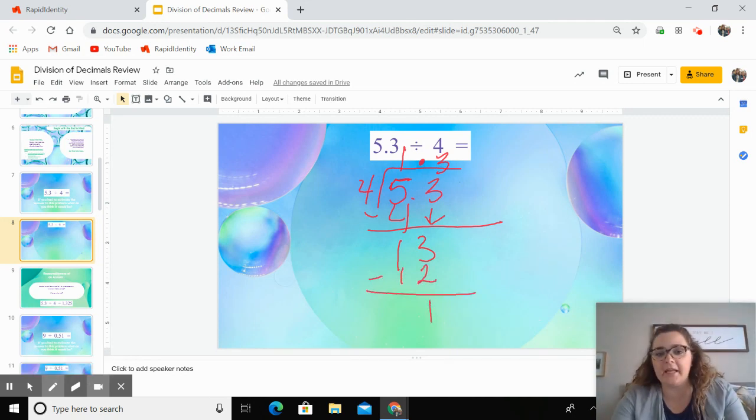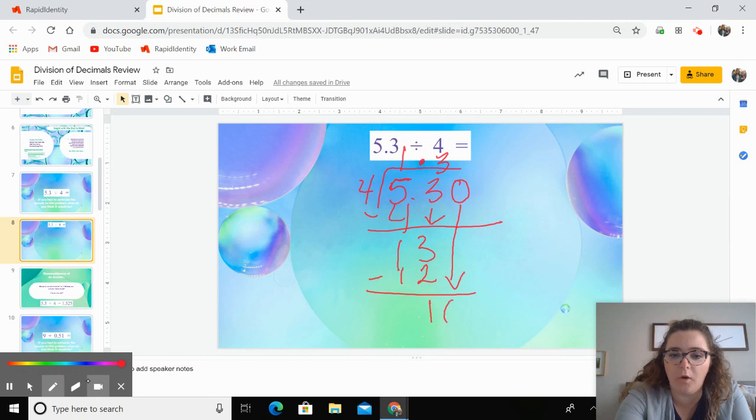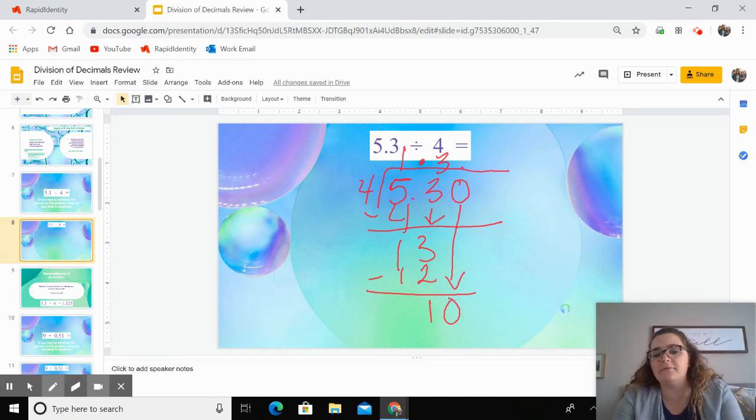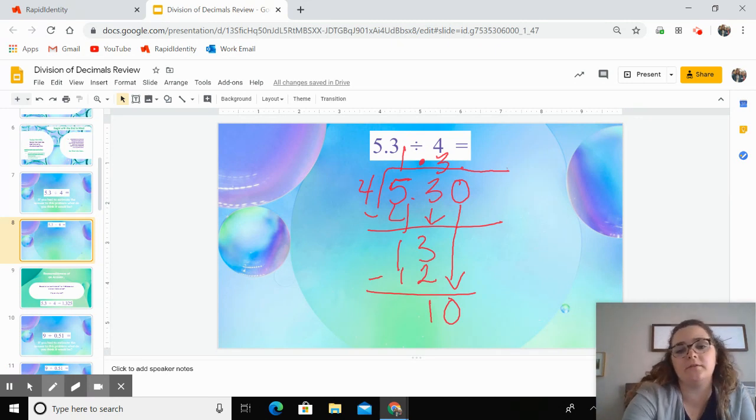Now remember, when I get here, I can't just stop. I'm going to add a 0 up here to help me keep solving because I need to go all the way to my thousandths place, if I can. So how many times can 4 go into 10? It can go in twice.